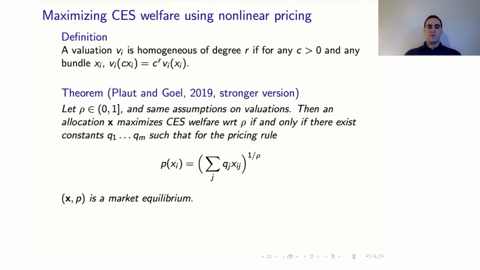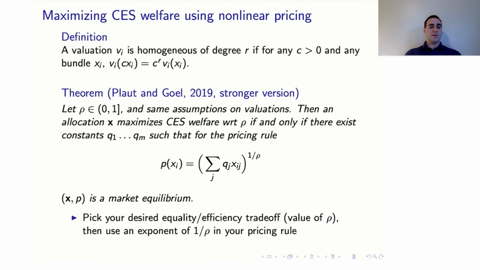A slightly stronger version is we have the same assumptions on valuations. That should say 2020. And an allocation X maximizes CES welfare with respect to rho if and only if there exist these constants such that the pricing rule defined there makes it a market equilibrium. So basically what this is saying is once you commit to a particular value of rho and you commit to this functional form, then all of the market equilibria are going to exactly maximize CES welfare with respect to that value of rho.